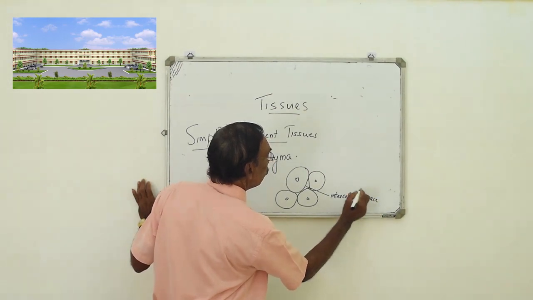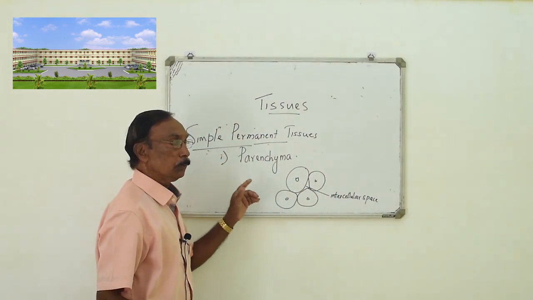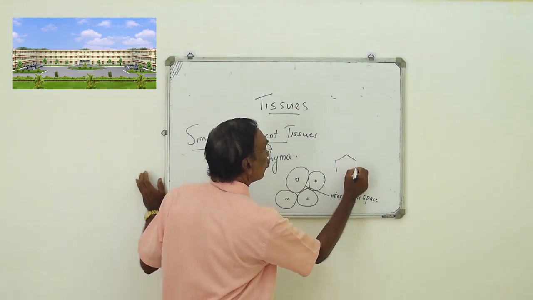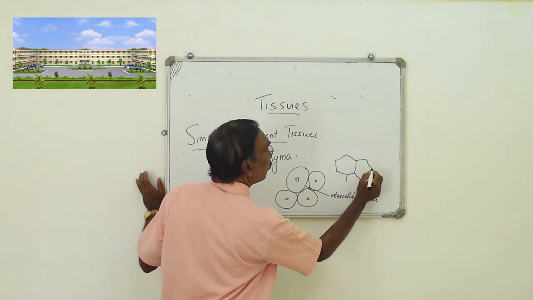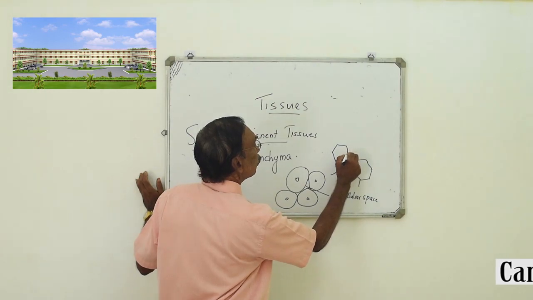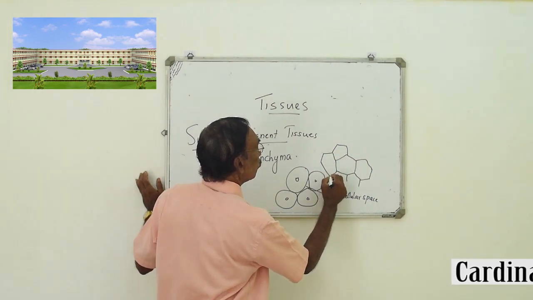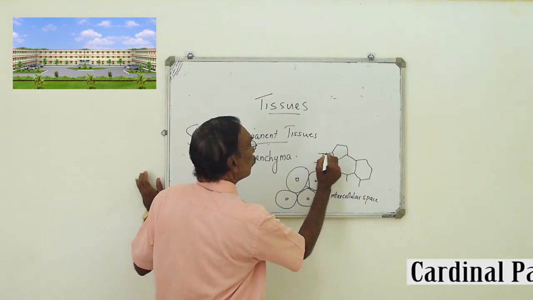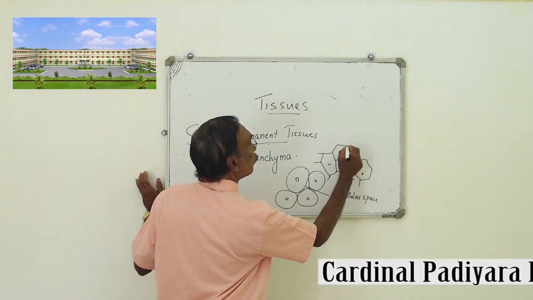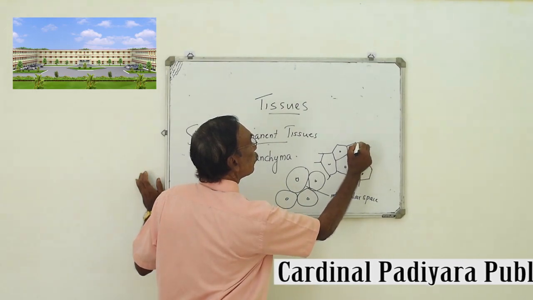So there may be space between the cells, or some of the parenchyma may be without intercellular space also. You can draw it like this. Without a space means it will be like this. It can be with intercellular space or without intercellular space. So no space in between the cells.